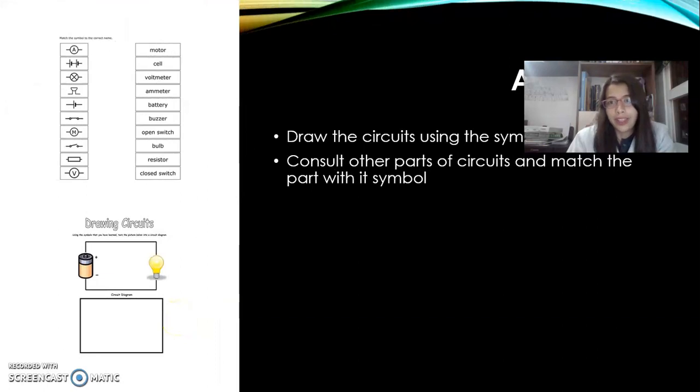Now our activities. First, you have to draw different types of circuits following the pattern and using the symbols. The next activity is to consult other parts of circuits and match the part with their symbol.